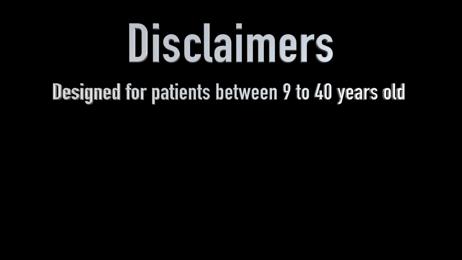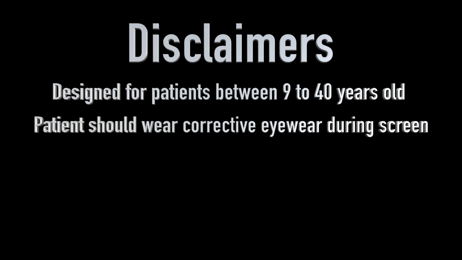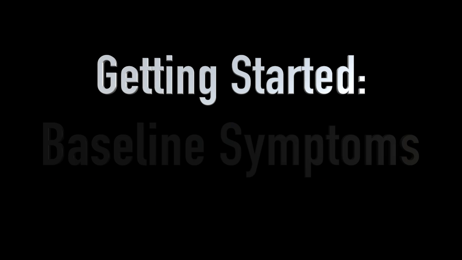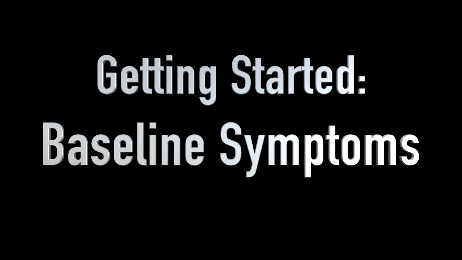This test is designed for patients within the age range of 9 to 40 years old. Make sure the patient is wearing corrective eyewear as needed before starting any tests. Any abnormal findings or provocation of symptoms may indicate a dysfunction within those systems and should result in a referral to appropriate health care. The first step is to record baseline symptoms on a scale of 0 to 10 with the patient before beginning any testing.